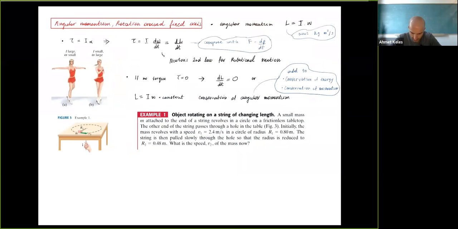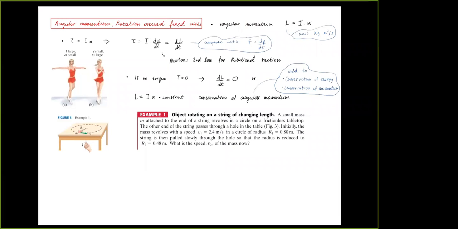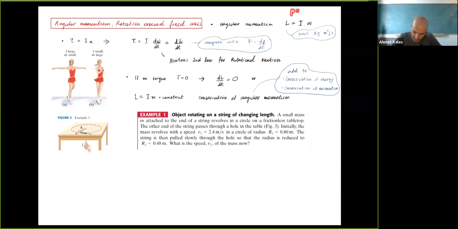First, let's just start with a high-level overview. Angular momentum is defined as L equals I times omega. You can compare this to our linear momentum, in which case p was equal to m times v. So in this case, m is mapped to I, the moment of inertia, and linear velocity is mapped to angular velocity omega. The unit of angular momentum is kilogram meters squared per second.